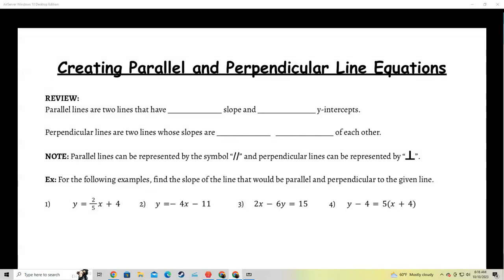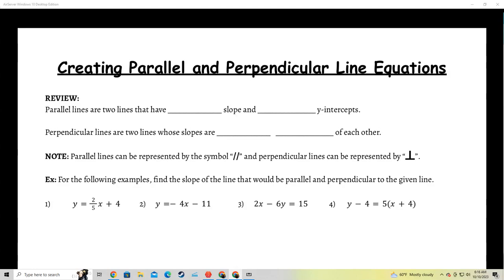Okay, today's notes are going to be on creating parallel and perpendicular line equations. This is going to be an extension of the notes that we took before, where we were trying to find out what parallel and perpendicular lines meant, or identifying them. Let's just do a little bit of review before we jump into this, because again, it is going to come in handy. So let's just review real quick.